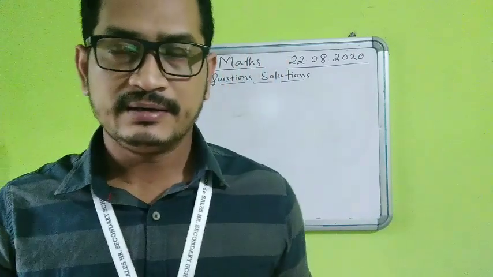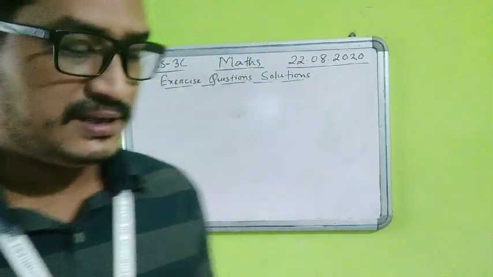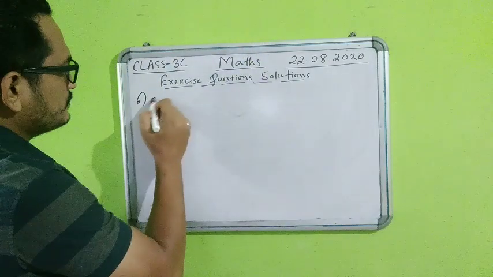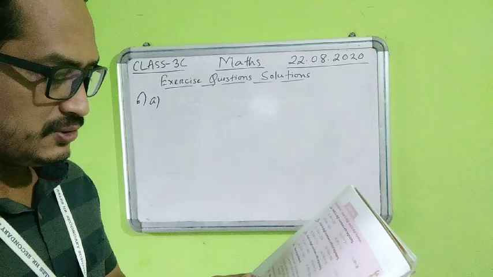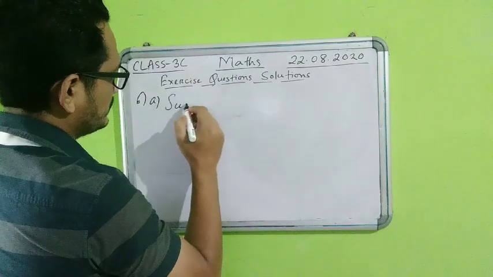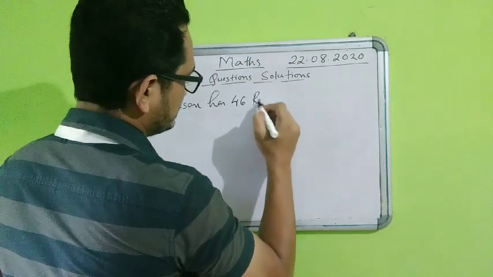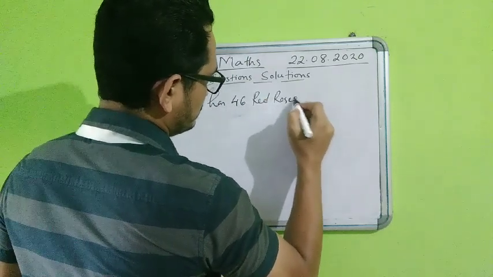We cannot add before. First of all, you round off or estimate the numbers to the nearest tens, and after that add them. So if we take question number 6A, Susan has 46 red roses.